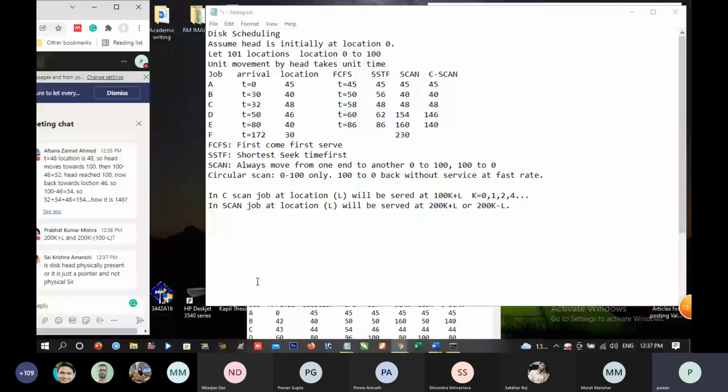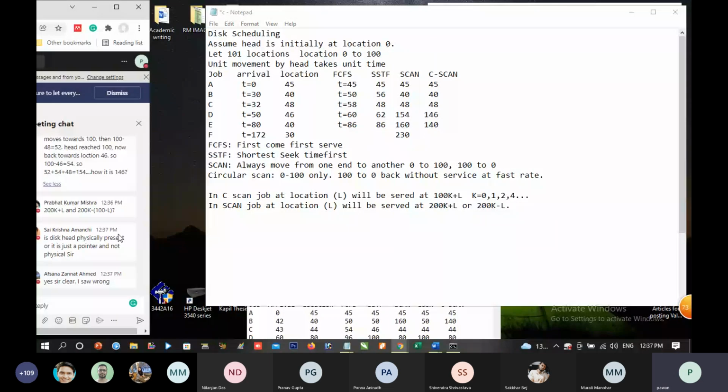You see, 200K and 100K plus 100 minus L. Prabhat, formula is wrong. You should not write 200K minus 100 minus L. You should write down 100K plus 100 minus L. Prabhat, formula is wrong. Disk head is a physical pointer. It is like a pen which will write something at a specified place on the disk. Any more doubt now? Any doubt?